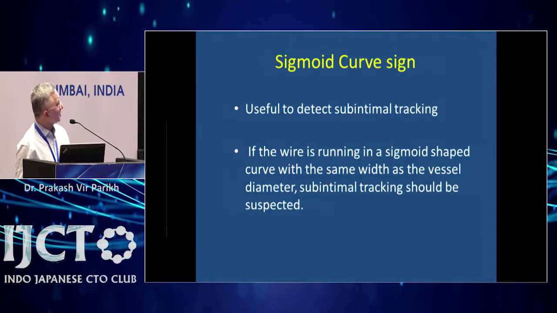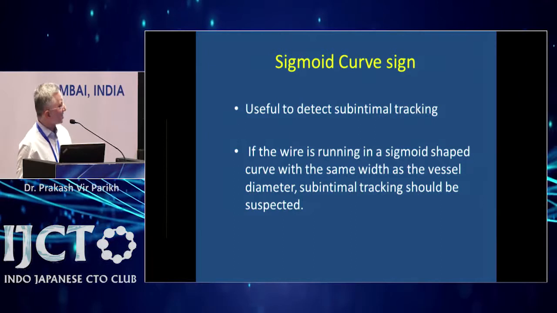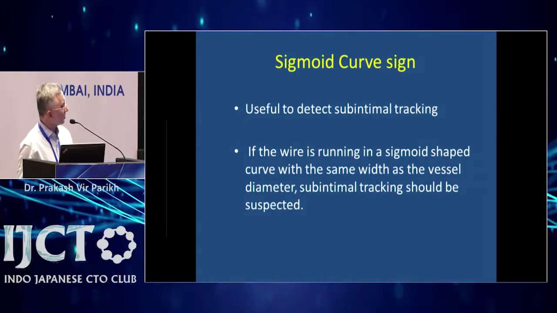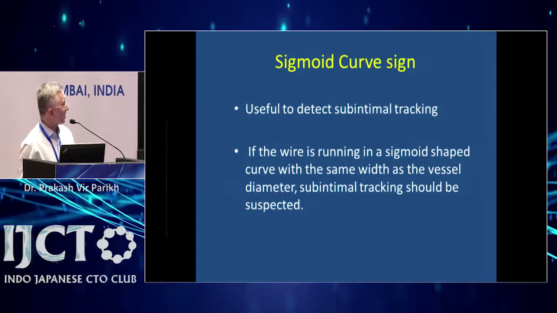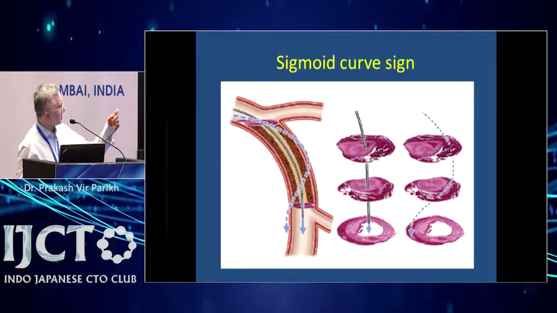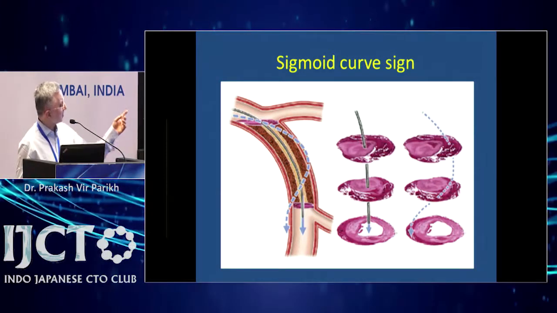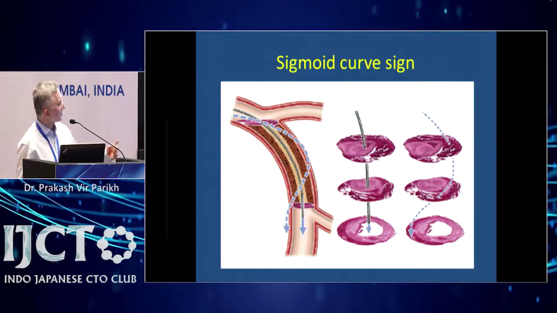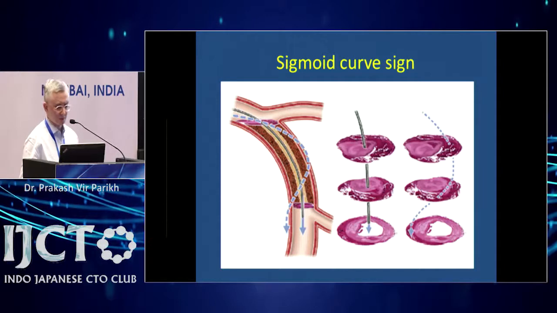Sigmoid course is also very useful to detect the subintimal tracking. If the wire is running in a sigmoid shaped curve with the same width as the vessel diameter, then you should suspect the subintimal tracking. As you can appreciate here, on the right side, the wire goes in subintimal space, then again goes towards the other wall of the artery. So when the wire takes this shape during intimal wiring, it indicates that the wire is in subintimal space.